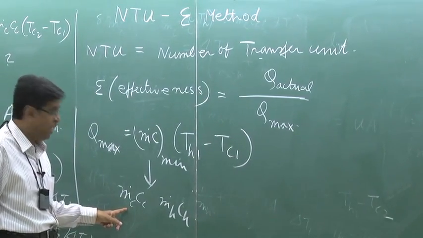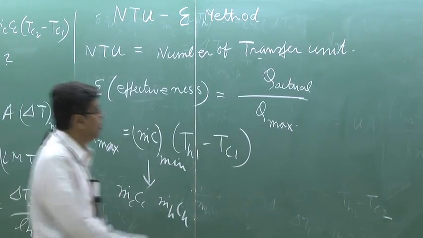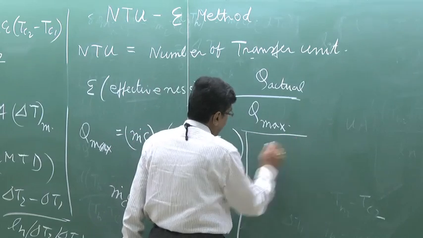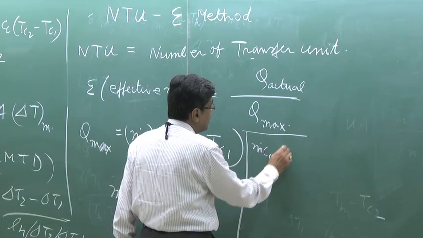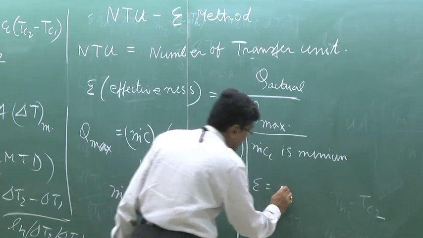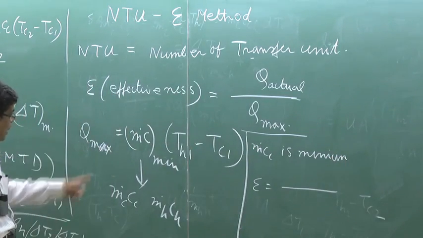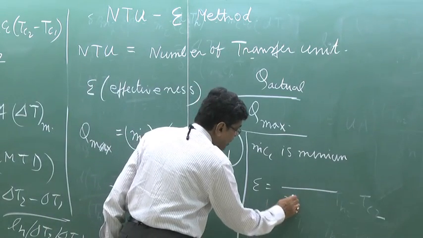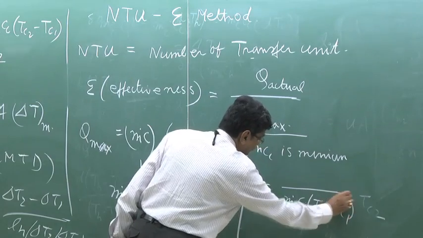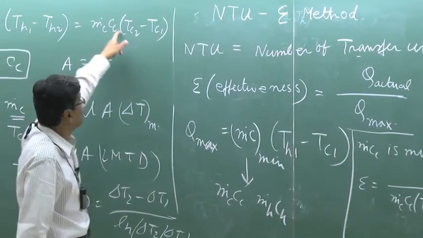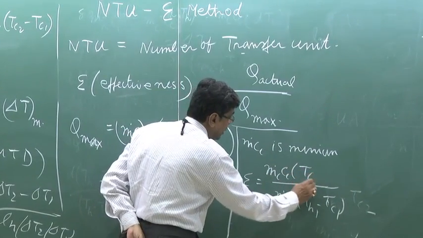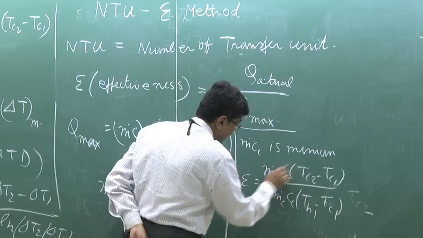Now, if I consider the cold fluid is the minimum fluid, if m dot Cc is minimum, then what is this epsilon? You tell me: m dot Cc into (TH1 minus TC1). In that case, I will prefer to write this Q equation. Why? Because this thing will cancel: Cc into (TC2 minus TC1) cancels out.